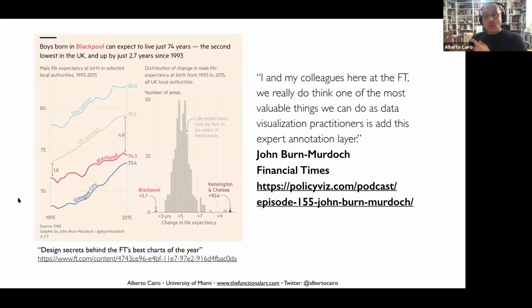A while ago there was an interview with John Burn-Murdoch, one of the data journalists at the Financial Times. And John said, we believe in the graphics department of the Financial Times that one of the most important things that we do is not the graphic itself, it's not the visualization itself, it's the annotation layer. It's the fact that we pinpoint, we locate, we highlight what is important, and then we try to explain it whenever it is possible, obviously. We try to explain what's going on.